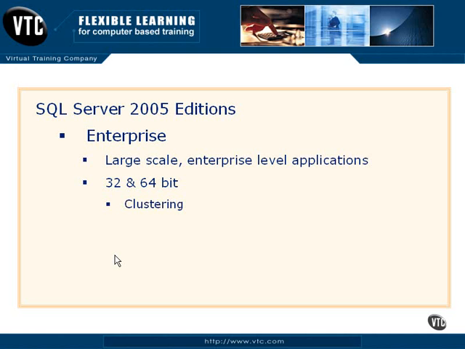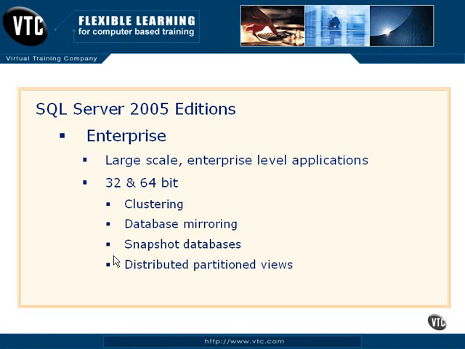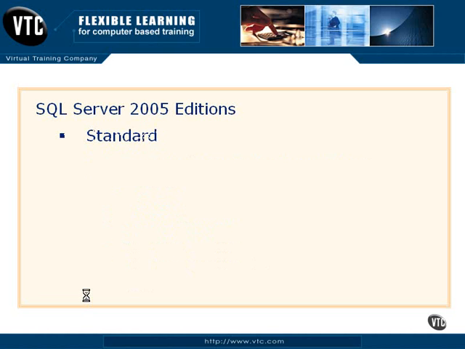Now, what do you get with Enterprise? You get clustering capabilities, database mirroring capabilities, snapshot database functionalities, distributed partition views. We won't deal with all these things in this course, but just know that this one gives you everything you need, trust me. There's a whole lot more stuff involved in Enterprise. The version that you're seeing in this course, by the way, is Enterprise, although we certainly won't take it to its limit in this course.